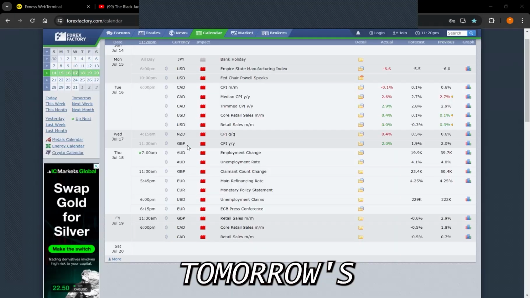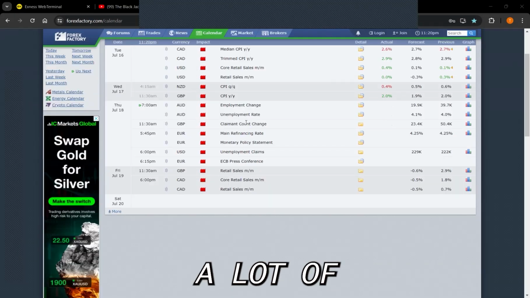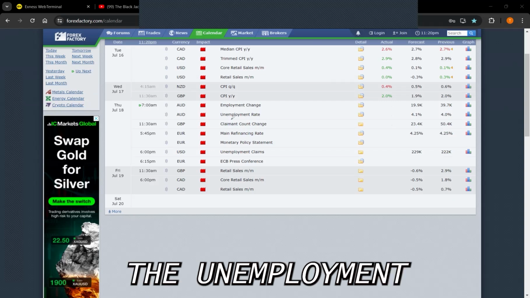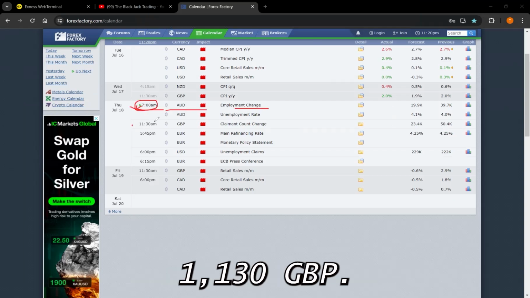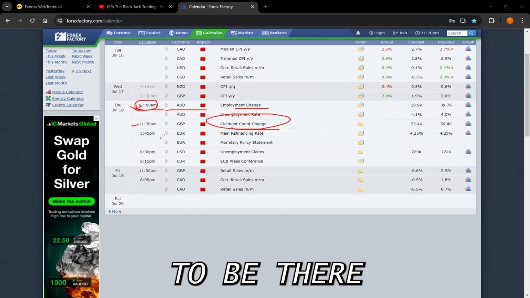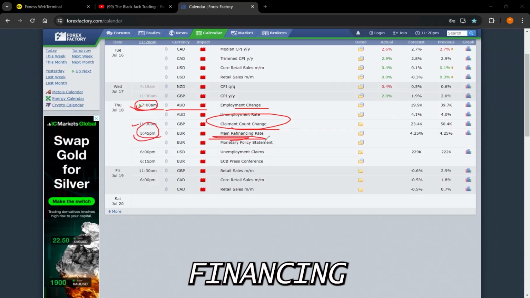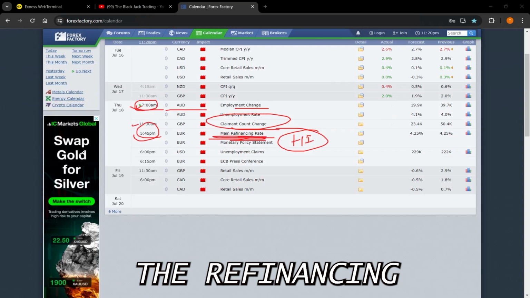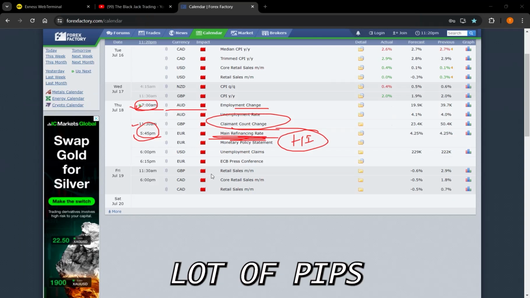Over here, doing tomorrow's fundamental analysis, you can see a lot of news that is going to be coming tomorrow. Exactly at 7 a.m. the EUR employment change is going to be there in the Asian session. At 11:30, the GBP claimant count change is going to be there. Exactly at 5:45, the euro main refinancing rate is going to be there. So this is highly important, because the refinancing rate is going to be there, and we can actually catch a lot of pips in the market.